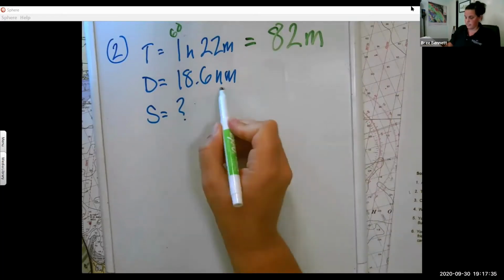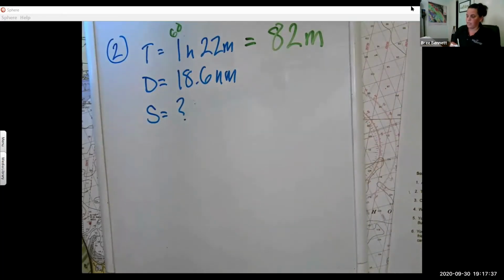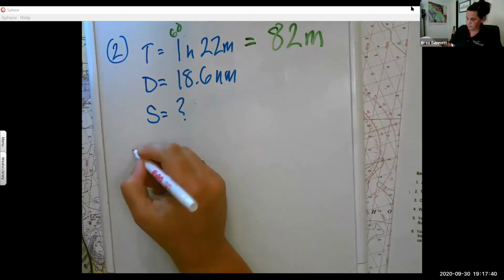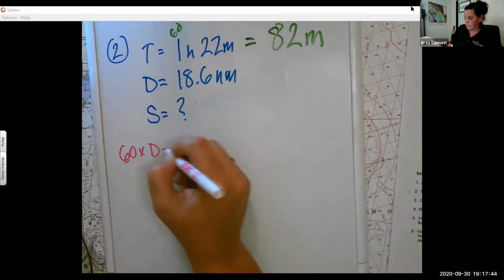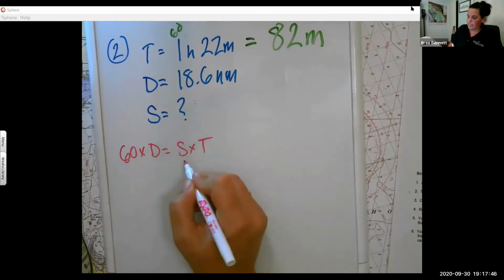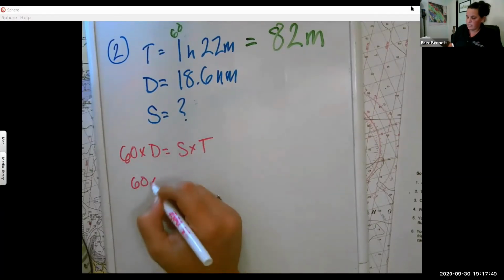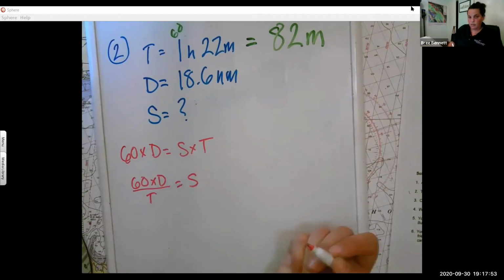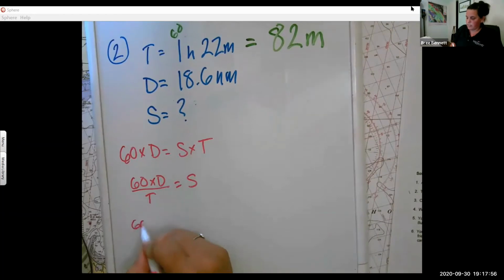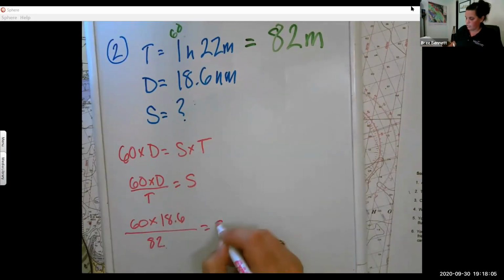And we have our distance, and we're looking for speed. So our formula, we have our 60 D street. We're looking for S, so 60 times D divided by T gives us S. Plug in those numbers: 60 times a distance of 18.6 divided by a time of 82 gives us a speed. What does our speed equal?